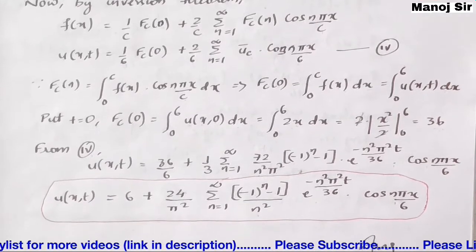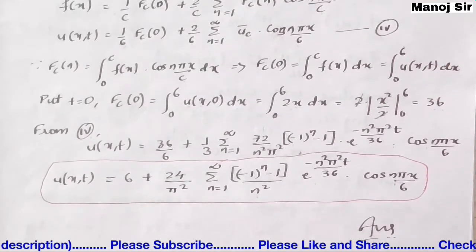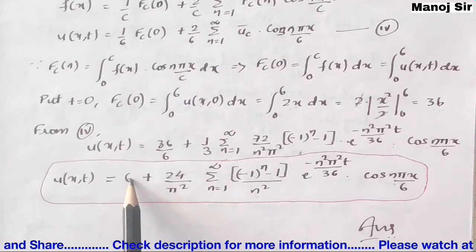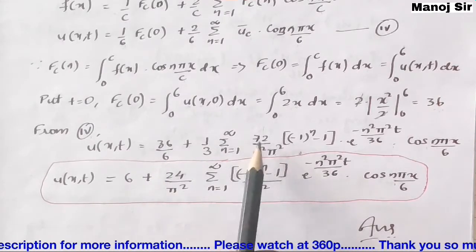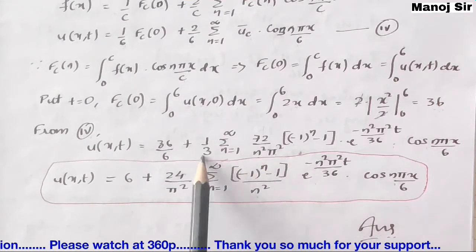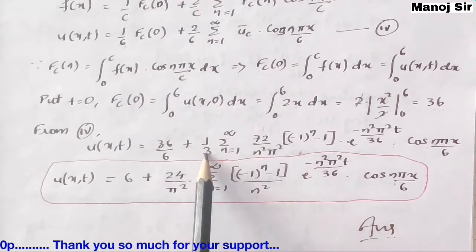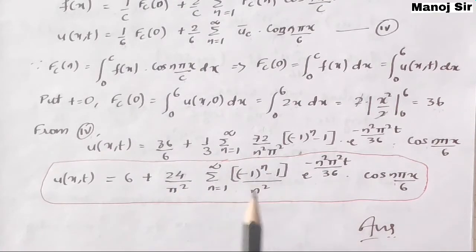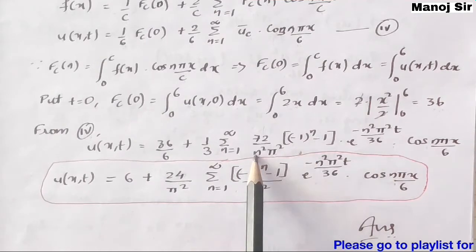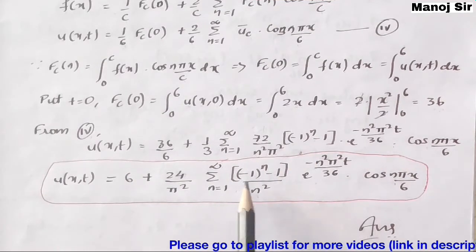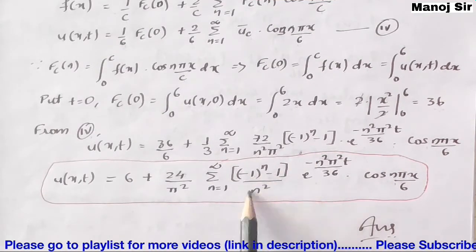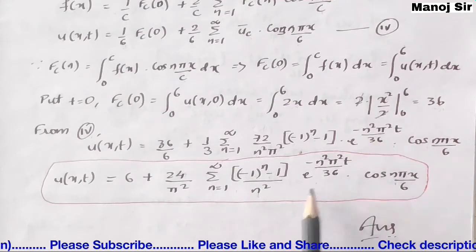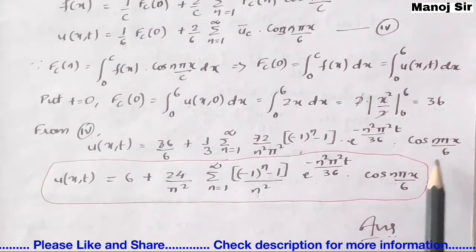Now we can finally say that u, which is a function of x and t, equals, after cancelling both, 6. Now if you bring this 72 here and pi square here, 72 upon 3 will become 24 upon pi square, summation n equals 1 to infinity. These parts are left: minus 1 power n minus 1 upon n square into e to the power minus n square pi square t upon 36 into cos of n pi x upon 6.